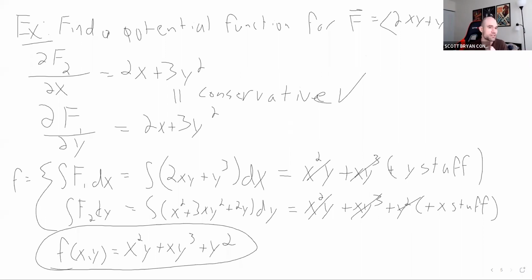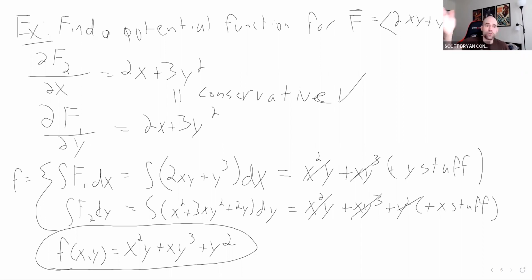You could, of course, add a constant to this if you like, but we just need to find a potential function. So that's the process. You integrate the first component with respect to x, the second with respect to y, and if you're in R3, the third with respect to z.